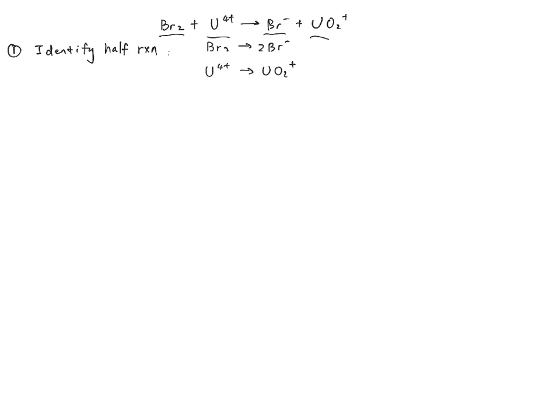So this reaction can be broken into two half reactions. Bromine, Br2 molecules, turns into bromide ion. Let's not get that number in yet. And then uranium 4 plus ion turns into UO2 plus ion. So these are our two half reactions. Every redox reaction definitely has an oxidation half reaction and a reduction half reaction, so every redox reaction can always be broken down into two half reactions.